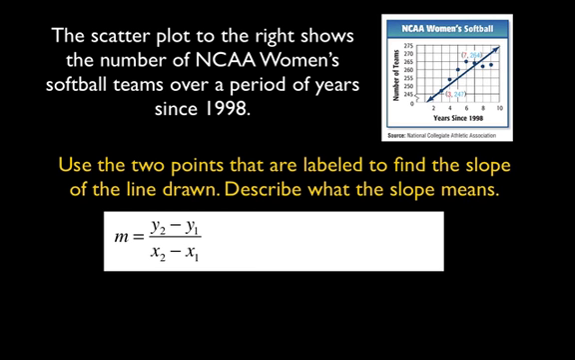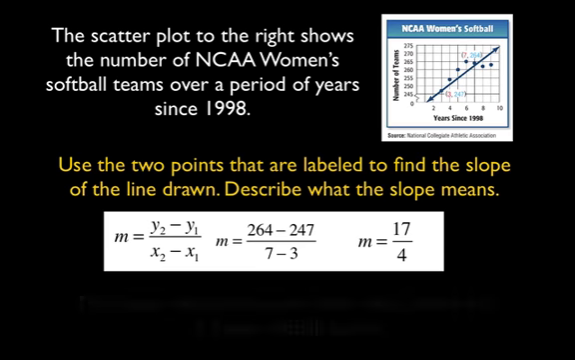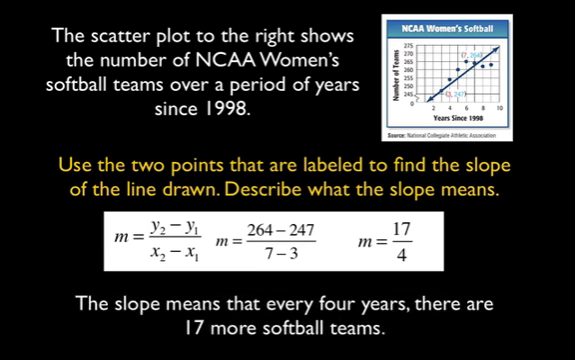Here's our formula for slope, and we'll plug in the information from those 2 points. We have 264 minus 247 over 7 minus 3. So what that ends up being is 17 over 4. So our slope is 17 over 4. Well, what does this really mean? Well, I believe what this means is that for every 4 years, there are 17 more softball teams. And it seems to make sense to me.